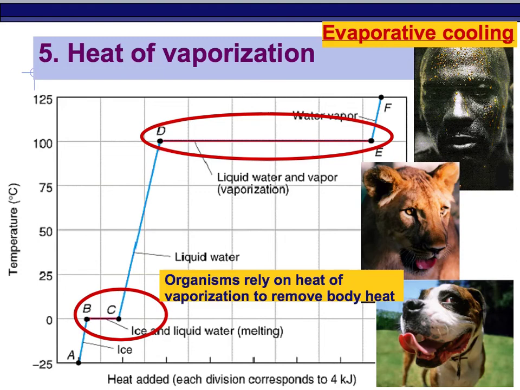Organisms rely on the heat of vaporization to remove our own body heat. That's why we sweat. That's why animals pant, because they're using that evaporative cooling to cool down their system, to cool down their blood. So if you ride your bike and you're sweating, you don't really feel as hot because A, you're sweating, and B, the wind is moving against your body on that sweat, which cools you off even faster.